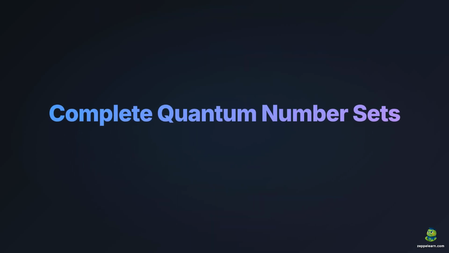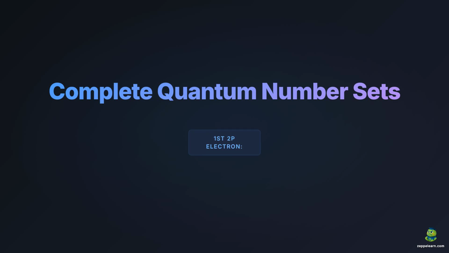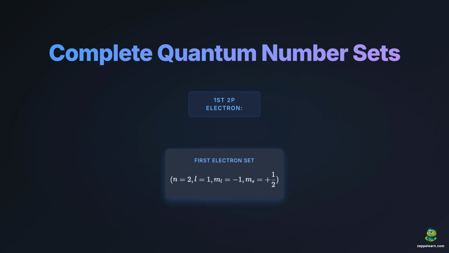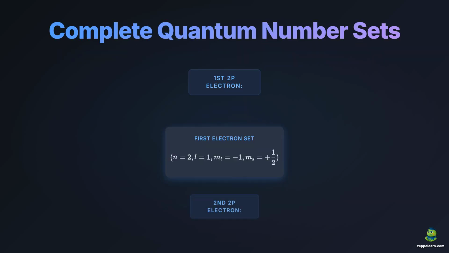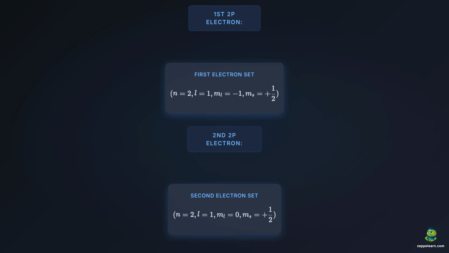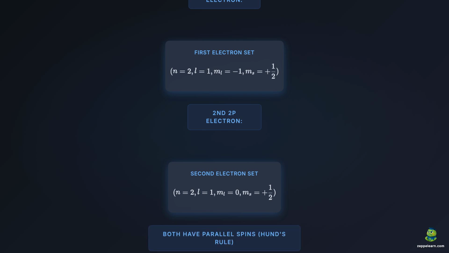Here are the complete quantum number sets for both of carbon's 2p electrons. First 2p electron has the quantum numbers n equals 2, L equals 1, ML equals -1, and Ms equals +1/2. Second 2p electron has the quantum numbers n equals 2, L equals 1, ML equals 0, and Ms equals +1/2. Notice both electrons have parallel spins following Hund's rule for maximum stability.